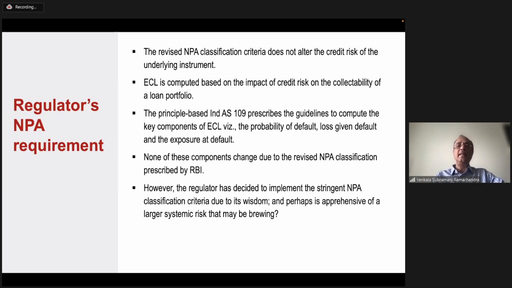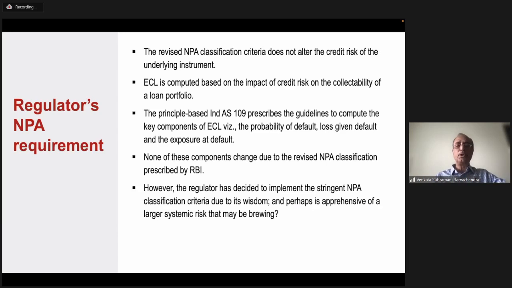So the revised NPA classification criteria does not alter the credit risk. So ECL is computed based on the impact of credit risk. So the principle-based Ind AS prescribe the guidelines. So based on this, you continue to do. So you don't take care of this RBI's guidelines for this one. So this was our call, which we gave for the last December 21 valuation.